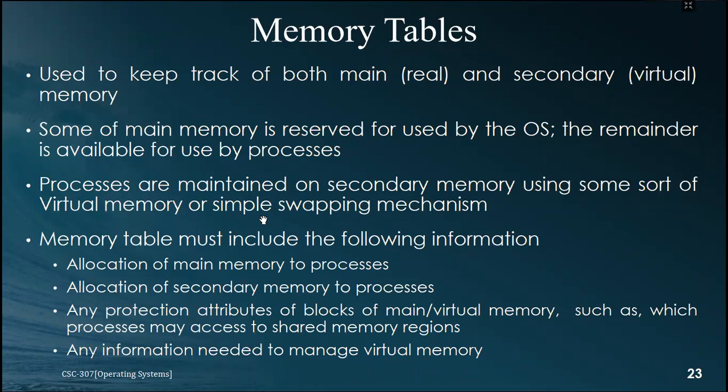So what is a memory table? As you can guess from the name, the memory table is used to keep track of both the main and the secondary memory. That means the RAM. Some of the main memory is reserved for use by the operating system. The remainder is available for use by processes. So main memory is divided into two parts.